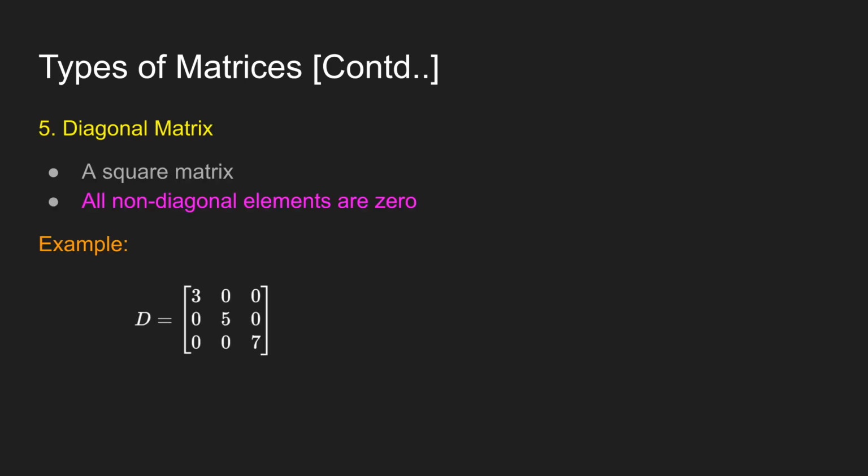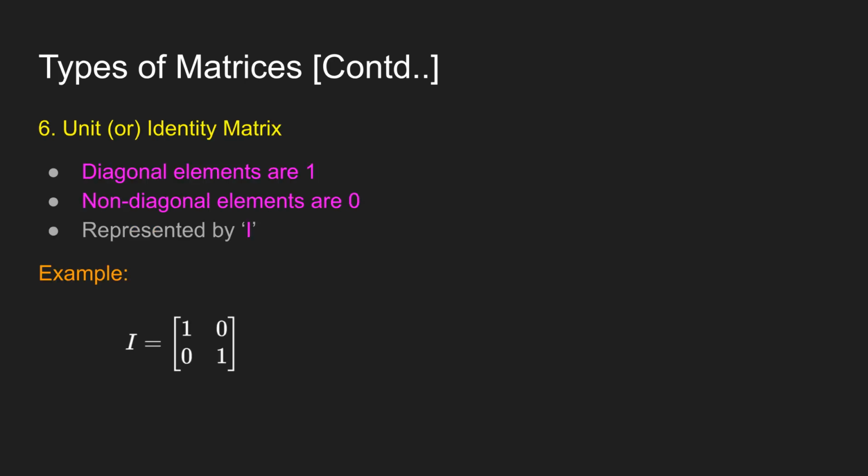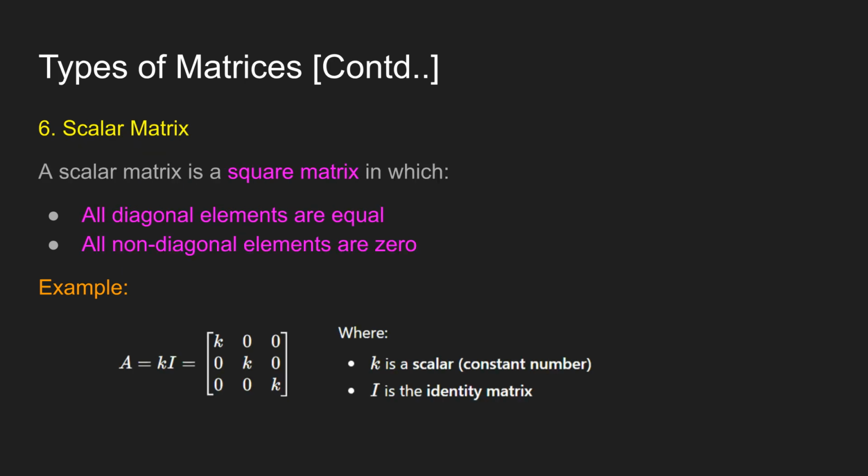A diagonal matrix is a special type of square matrix. In a diagonal matrix, all the elements outside the main diagonal are 0. Only the elements along the main diagonal may have non-zero values. The unit or identity matrix, represented by I, is a special type of diagonal matrix, where all diagonal elements are 1 and non-diagonal elements are 0. A scalar matrix is a square matrix where all diagonal elements are equal and all non-diagonal elements are 0.